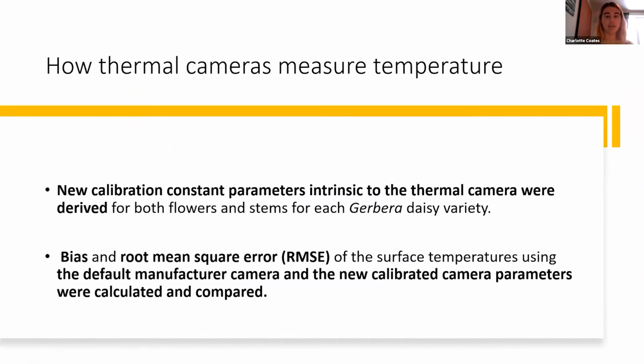Now I'll explain how we use this image to figure out new calibration constant parameters that are intrinsic to the thermal camera. We were able to derive these constants based on the images that we were shown previously, and we derived the new constants for the camera for both the flowers and stems for each of the Gerbera daisy varieties we were looking at. Then the bias and the root mean square error of the surface temperatures using the default manufacturer camera settings and our newly calibrated camera parameters were calculated and compared.